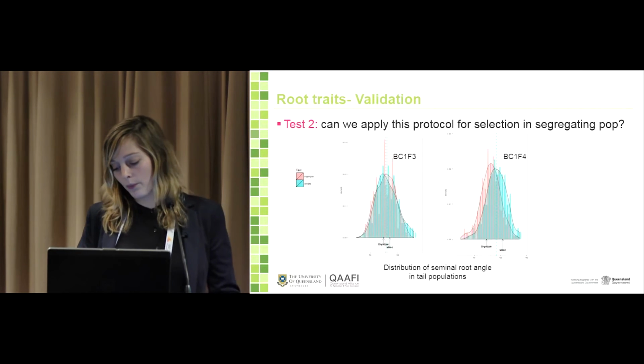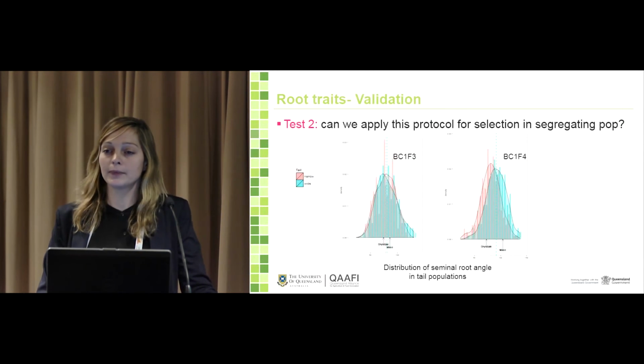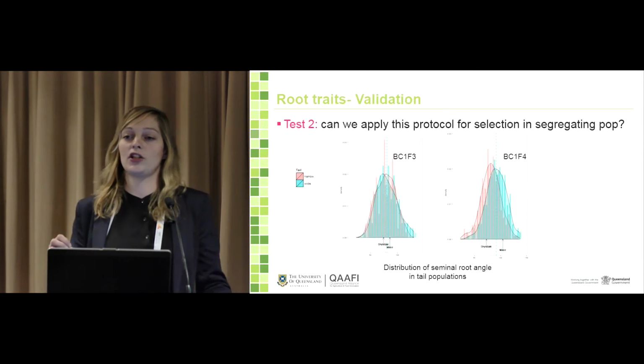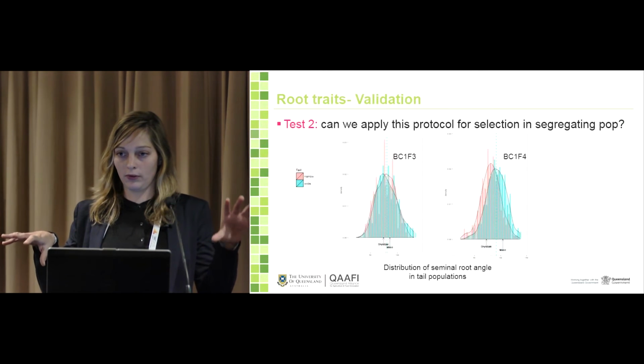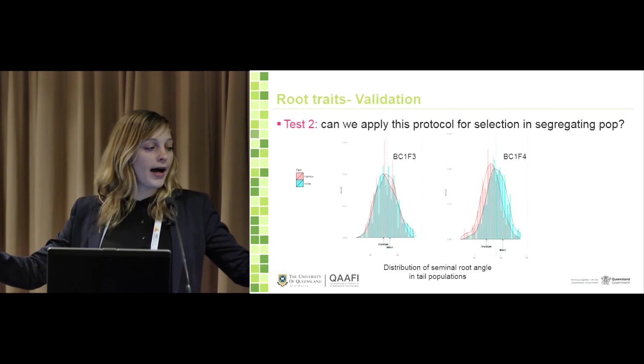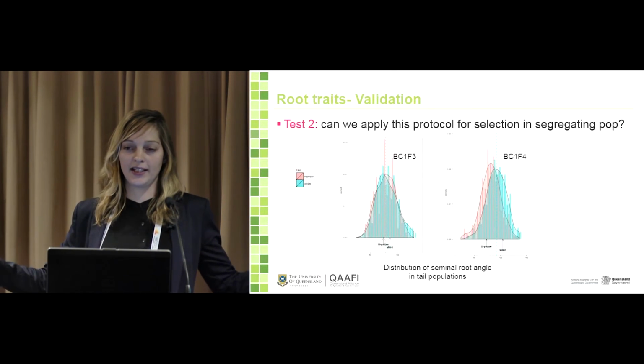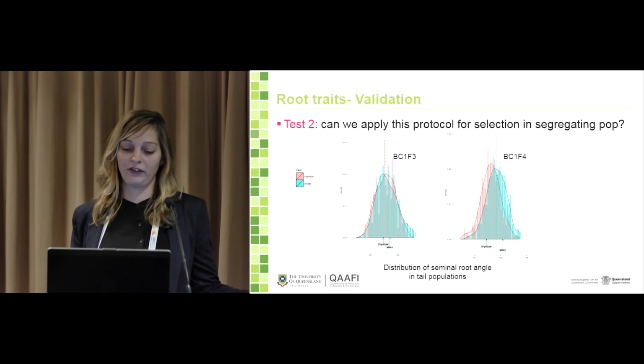So I had about 500 lines at the BC1F2 stage, and then I just select for the 20% widest, narrowest. And then for each population, I kept a size of 270, but because of the cycle of selection, I ended up with 50 lines for each population.